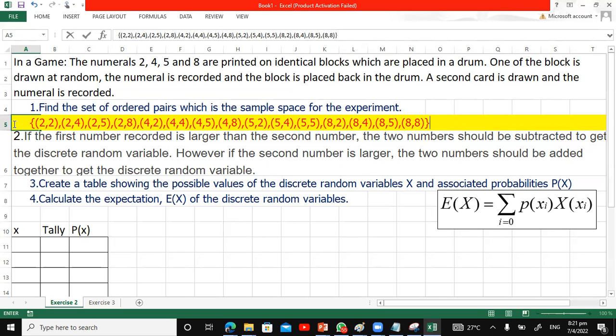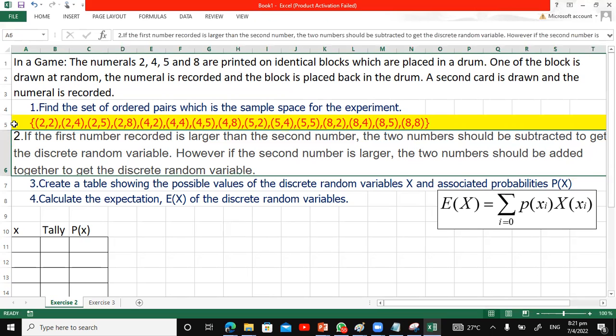So those are all the possible pairs that we have. If you count, 1, 2, 3, 4, 5, 6, 7, 8, 9, 10, 11, 12, 13, 14, 15, 16. So we have 16 of them. All right, so we have 16 pairs, and those 16 pairs form the sample space.